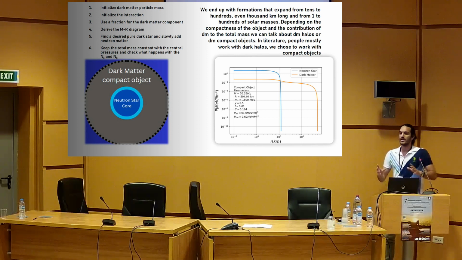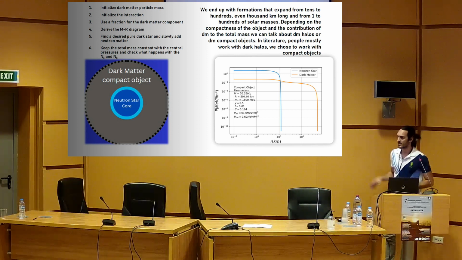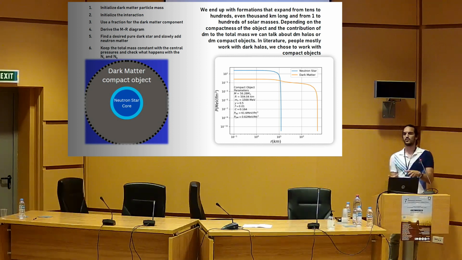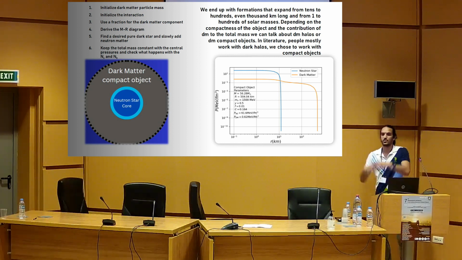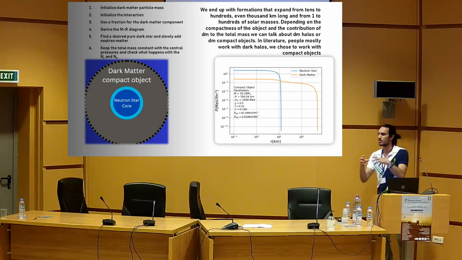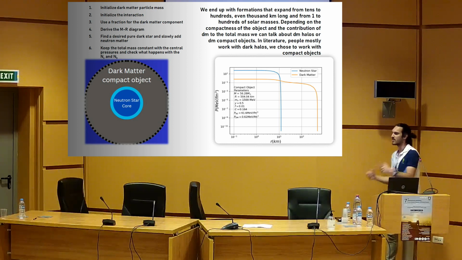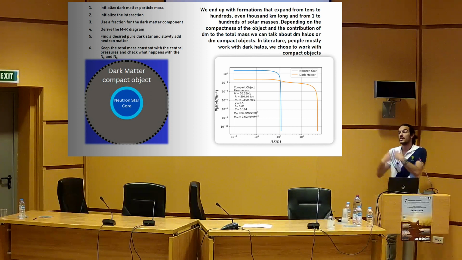So we have to find the desired pure dark star and slowly add neutral matter. What we do is that, differently from all other works in the literature, we don't start from a neutral star and insert a little bit of dark matter to see what happens if we get a halo or perhaps dark matter in the core of the neutral star. We work the opposite way. We start with a pure dark star, and we slowly add neutral matter to create configurations and see which of these configurations are stable and can exist.